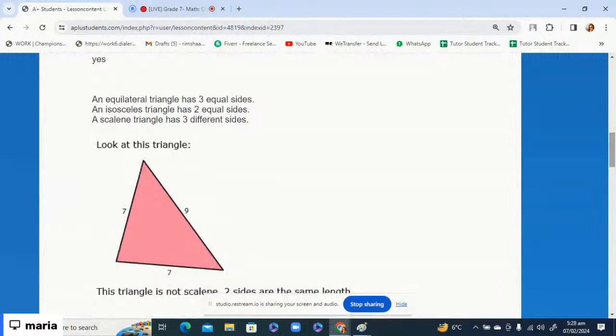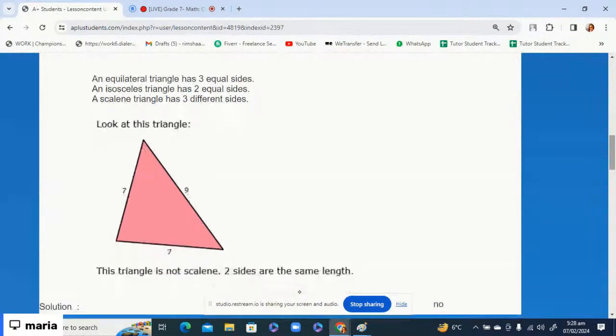A triangle has three equal sides. Okay. So what is the triangle which has three equal sides at least? Okay. And what is basically an isosceles triangle? It has two equal sides. These are the different triangles: equilateral, isosceles, and scalene. All right. And for the scalene, all sides are different. All have different sides.